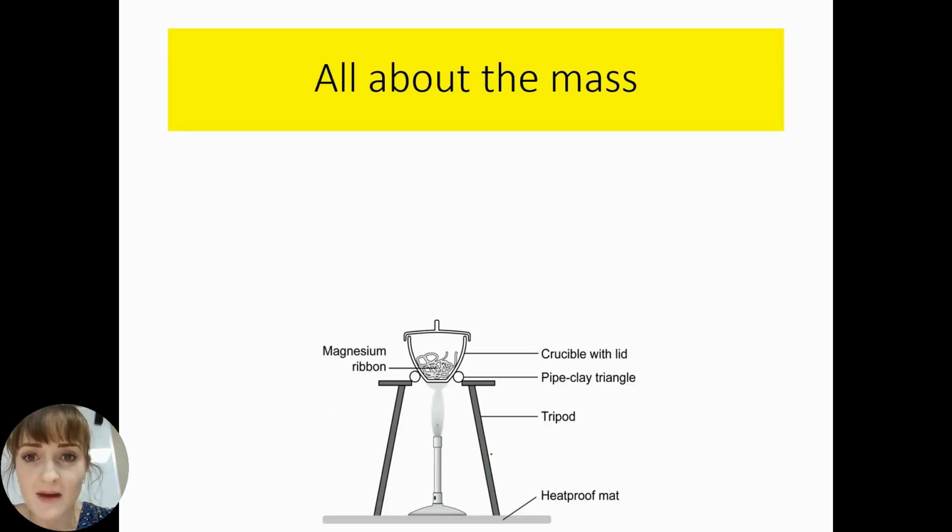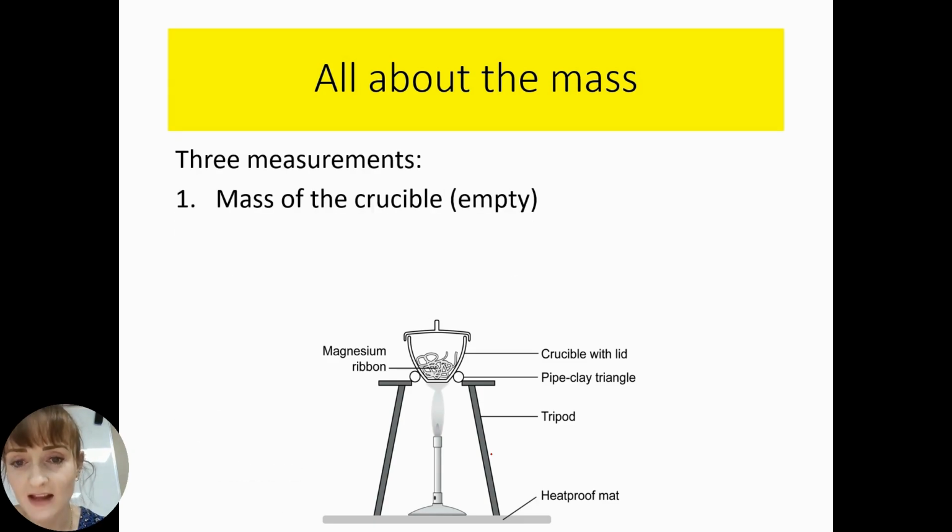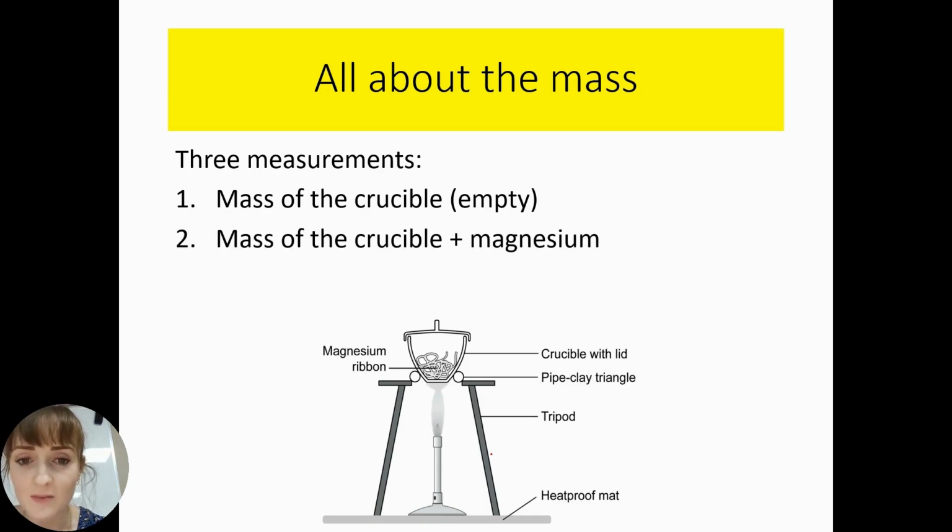Throughout this experiment, you'll make 3 main mass measurements. The first thing you'll do is you'll measure the mass of the crucible before you begin, when the crucible is empty. Then you will add the piece of magnesium ribbon and get the new mass. The difference between these two values is obviously the magnesium itself.